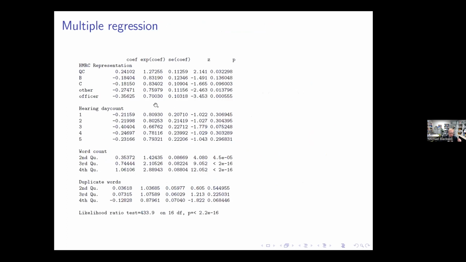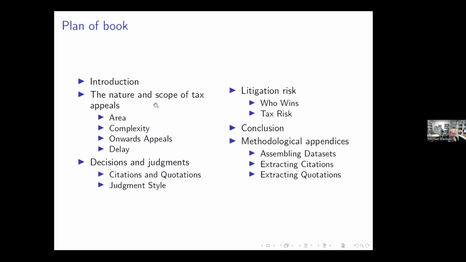These are putting all the coefficients together, and they tell a similar story. So just to conclude now, as I say, it's all part of a much bigger project I'm writing, a book on data science applications in tax litigation. And so what I do in the book is there's an introduction. I talk about the areas which are litigated. I talk a bit about how you measure complexity that I've just talked to you about now.